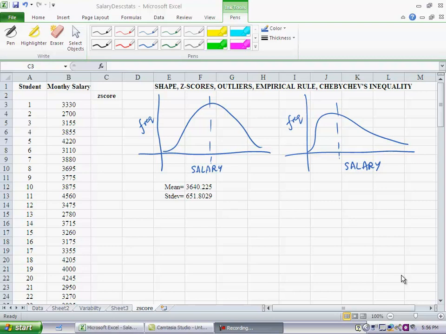In this clip, we will conclude our discussion of descriptive statistics by talking about outliers, the shapes of certain data sets, and a couple of important rules. Now, let's start with relative location.